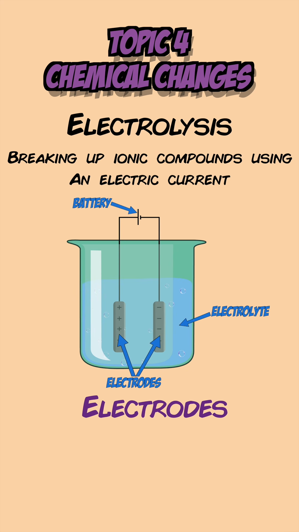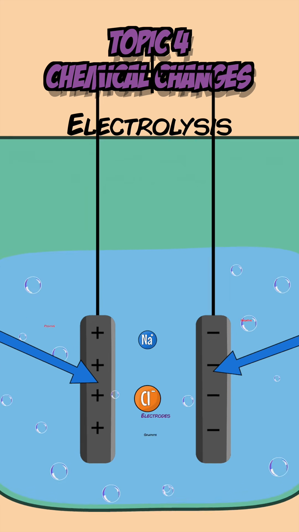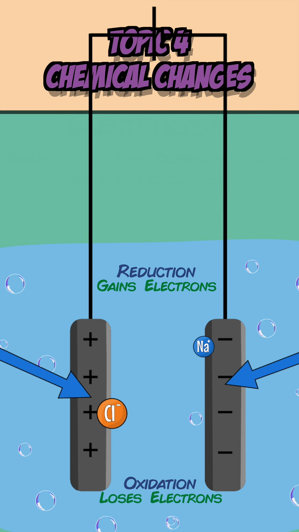The electrodes used in the setup are usually made of graphite, and there are 2 types. The anode is the positively charged electrode, and the cathode is the negatively charged one. When current flows through the setup, the cathode attracts the positive ions in the electrolyte, and when it reaches the electrode, reduction occurs. This is where the positive ion gains electrons to form the product. At the anode, the opposite occurs.